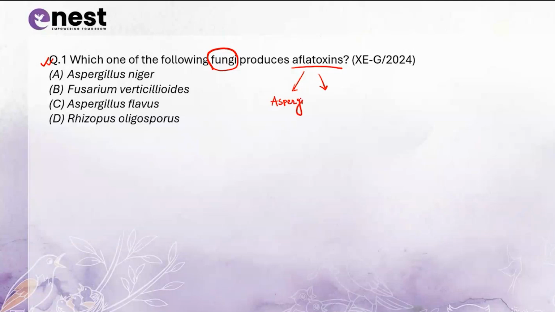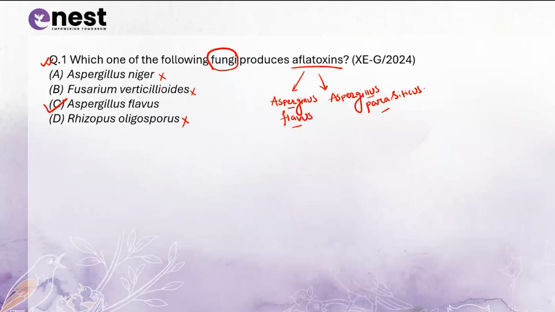Please remember two major organisms, that is Aspergillus flavus and Aspergillus parasiticus. So here the options are Aspergillus niger, no. Fusarium verticillioides, no. Aspergillus flavus, yes. And Rhizopus oligosporus, no.